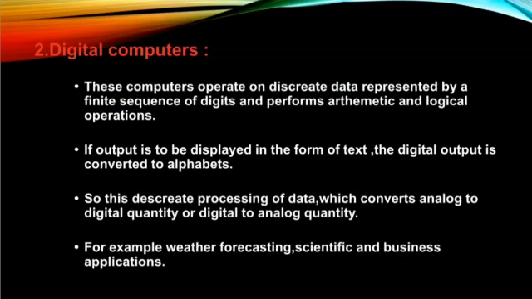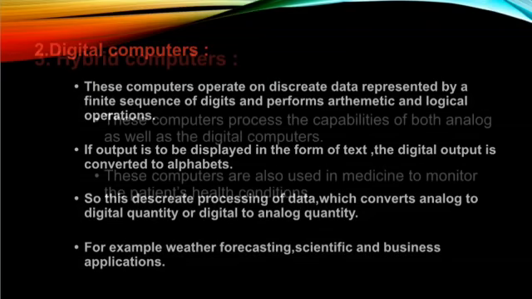The second one is the digital computer. These computers operate on discrete data represented by a finite sequence of digits and perform arithmetical and logical operations. If output is to be displayed in the form of text, the digital output is converted into alphabets. So this is discrete processing of data, which converts analog to digital quantity or digital to analog quantity. For example, weather forecasting, scientific and business applications use digital computers.